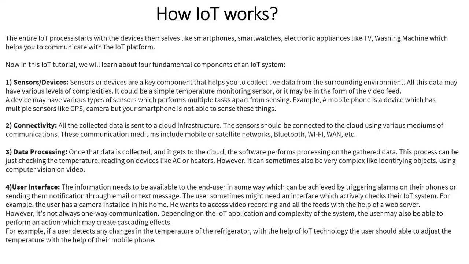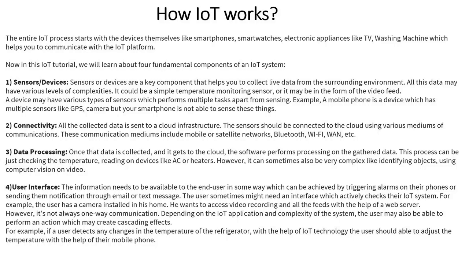4. User interface. The information needs to be available to the end user in some way, which can be achieved by triggering alarms on their phones or sending them notification through email or text message. The user sometimes might need an interface which actively checks their IoT system. For example, the user has a camera installed in his home. He wants to access video recording and all the feeds with the help of a web server.